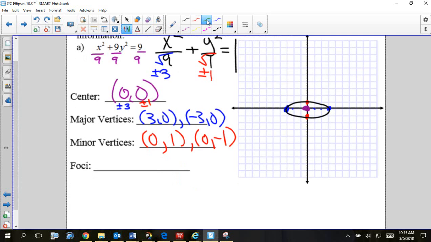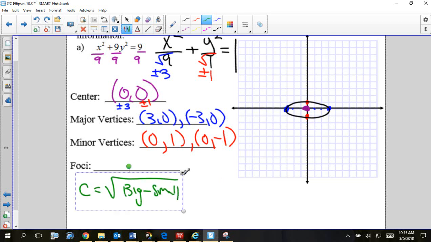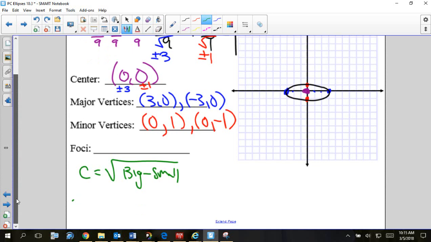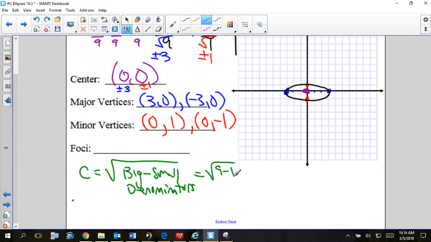Finally, you have to find the foci, and the foci says if you take the square root of the big number minus the small number, and we're talking about the a squared and the b squared, it is square rooted. So we're talking about 9 minus 1, the two denominators. And if it does simplify, I expect you to simplify it. So 2 radical 2. You need help with simplifying? Come see me, I'll help you out.